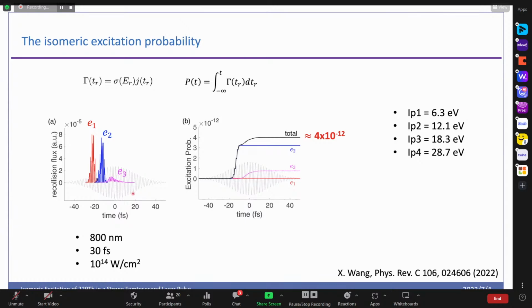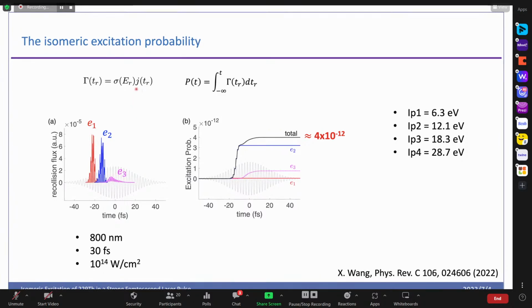This is for a laser pulse of 30 femtoseconds, peak intensity 10 to the 14 watts per square centimeter. We have the recolliding electron flux for the first electron, which comes earlier, the second electron, and the third electron. The first 2 electrons are fully emitted, and the third electron at this intensity is only partially emitted. Therefore, it is lower in magnitude than the other 2 electrons.